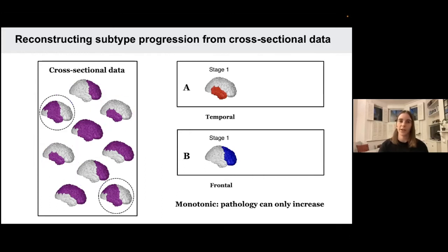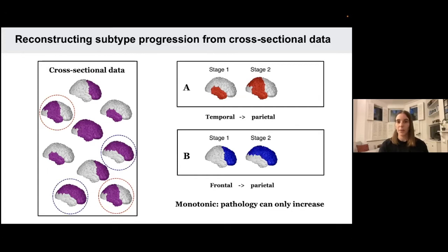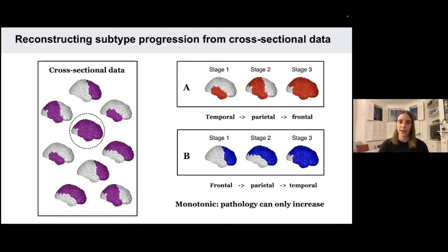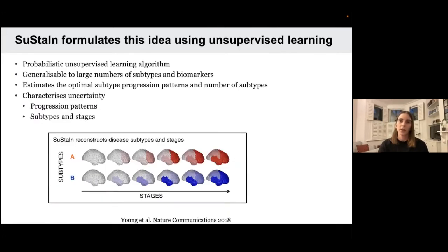And then likewise, we have individuals with temporoparietal atrophy, and we can infer that they would be likely to be a later stage of subtype A because they have temporal lobe atrophy but not frontal lobe atrophy. And similarly, individuals with frontal and parietal lobe atrophy would be likely to be a later stage of subtype B because they have frontal lobe atrophy but not temporal lobe atrophy. And then finally, individuals that have frontal, temporal, and parietal lobe atrophy could be a later stage of either subtype. So we've been able to infer from that data set that there were two disease subtypes with different disease progression patterns.